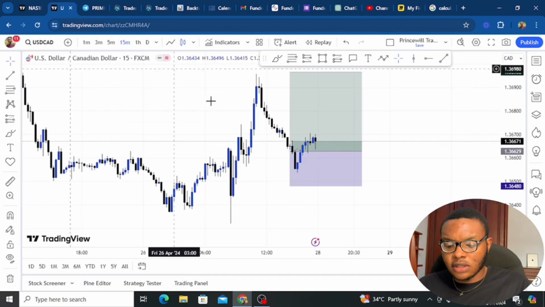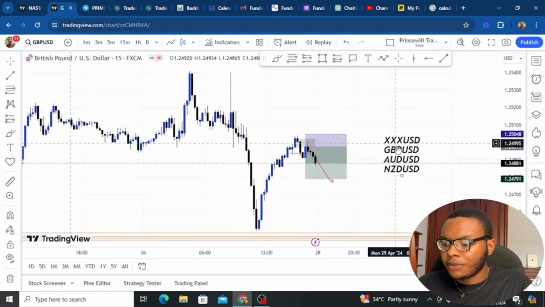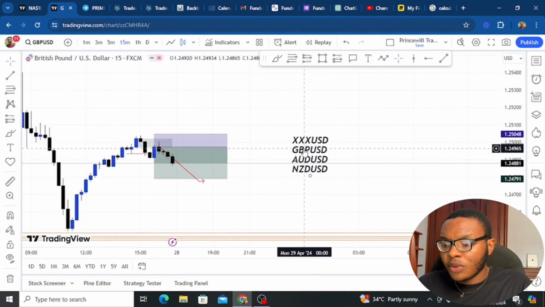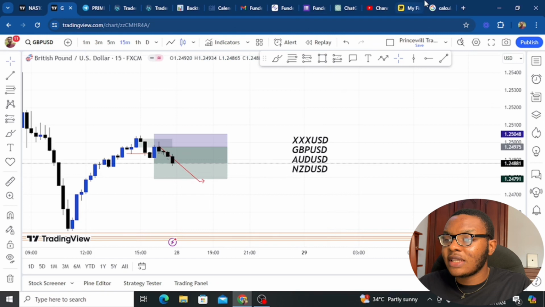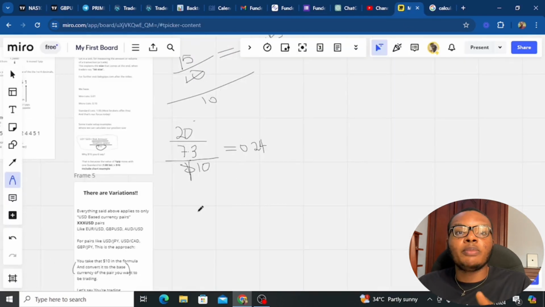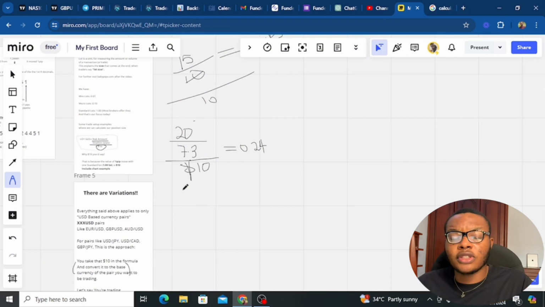In GBPUSD, okay, good. GBPUSD, the base currency is the USD. Aussie USD, the base currency is USD. NZDUSD, the base currency is the USD as well. So the base currency is the currency that comes after the quote currency. So you have AUDUSD, GBPUSD, NZDUSD, GBPJPY. The last currency is the base, the first is the quote. So you're going to basically be converting to the base currency.